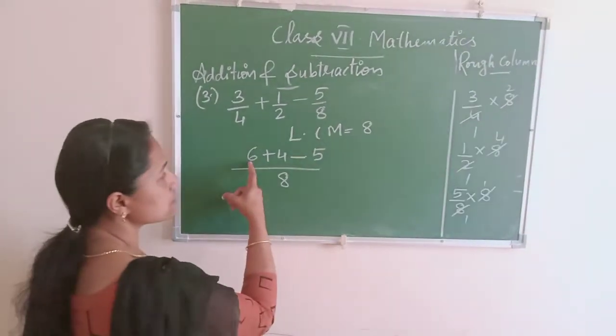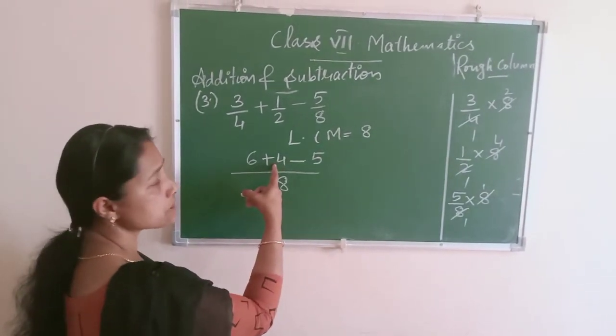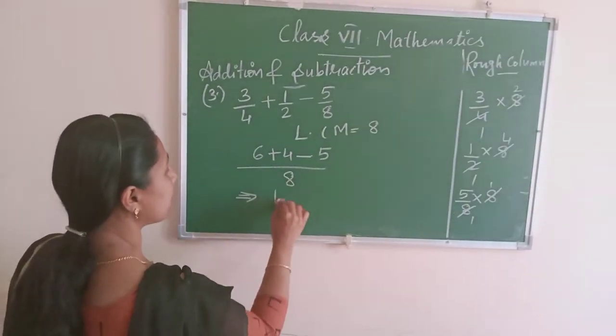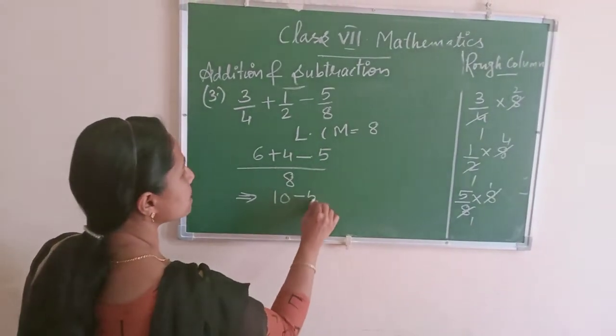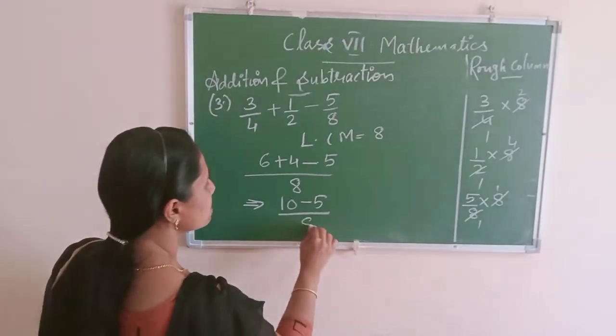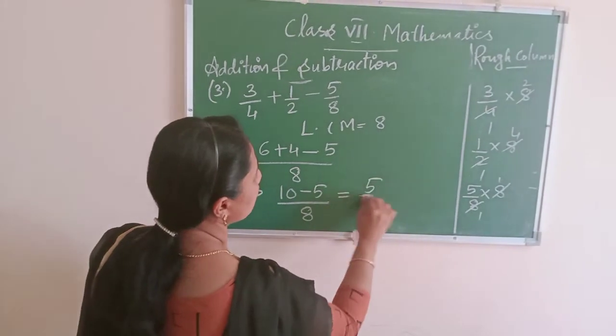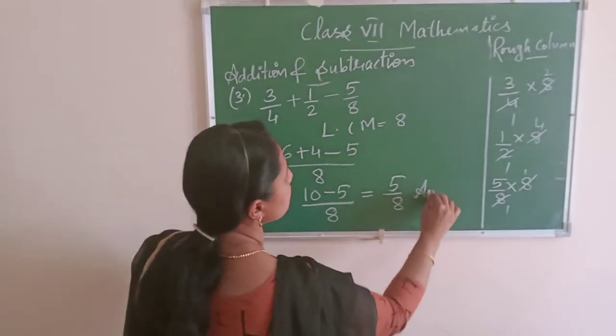After this, see these two numbers are positive numbers. Add the positive numbers. So it will come 6 plus 4, 10. And this minus, 10 minus 5, then LCM is 8. 10 minus 5, it is 5 upon 8. This is the answer of this question.